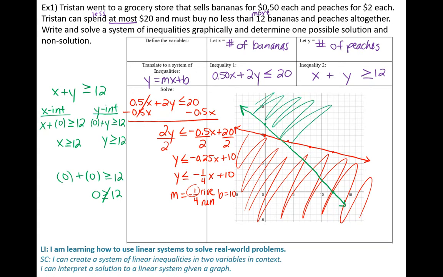Now, if it was true, we would shade the side that had the 0, 0. So it gives us another way to test it out. Since it was not true, we don't shade. If it was true, we would shade.